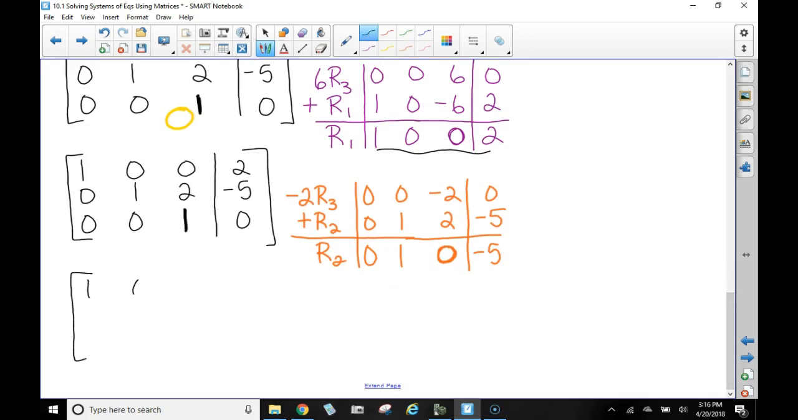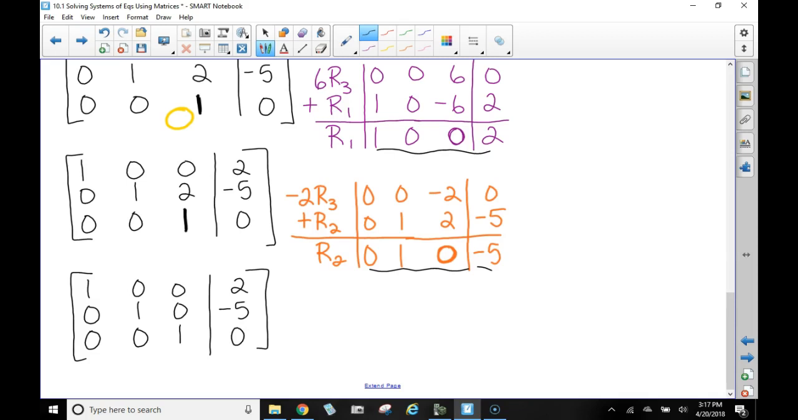Row 1 is still 1, 0, 0, augmented with 2. New row 2 is 0, 1, 0, augmented with negative 5. And the last row is still 0, 0, 1, 0. And y'all, what this means, x is equal to 2. It's 1x plus 0y plus 0z is equal to 2. So, x is equal to 2. Y is equal to negative 5.